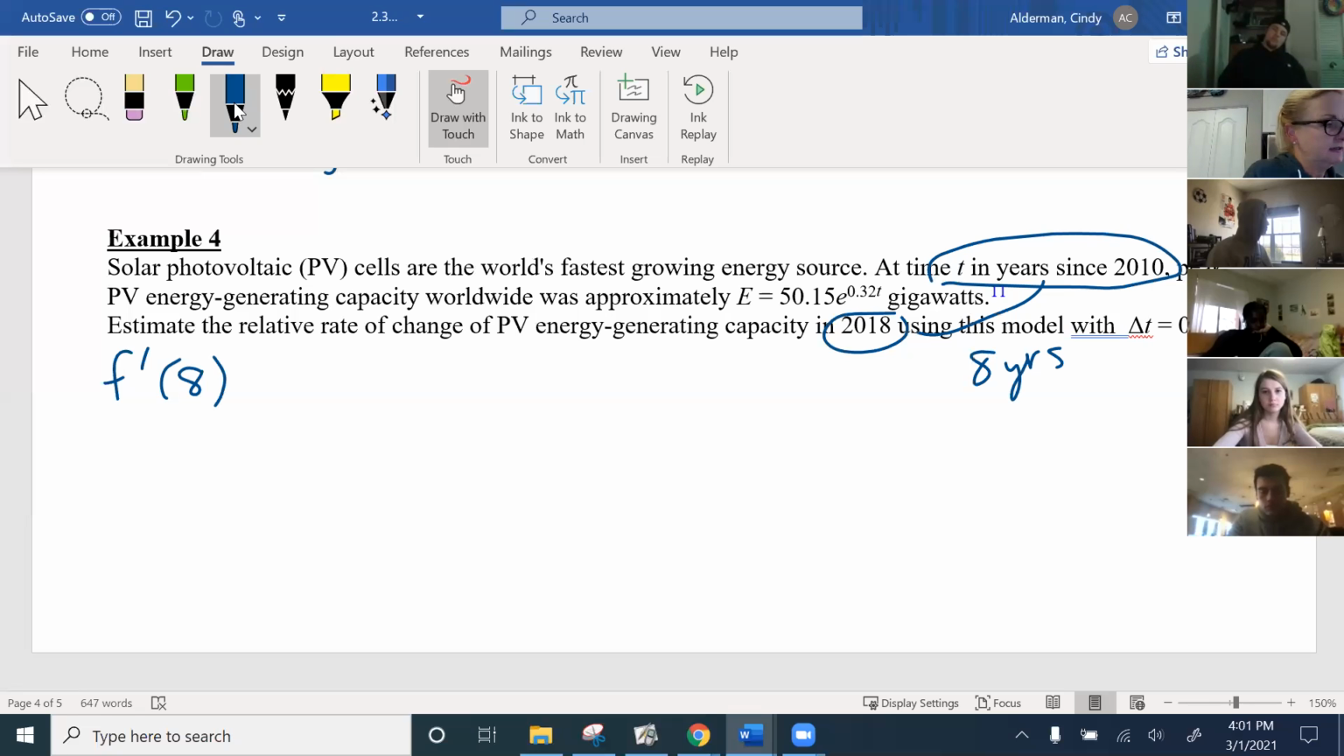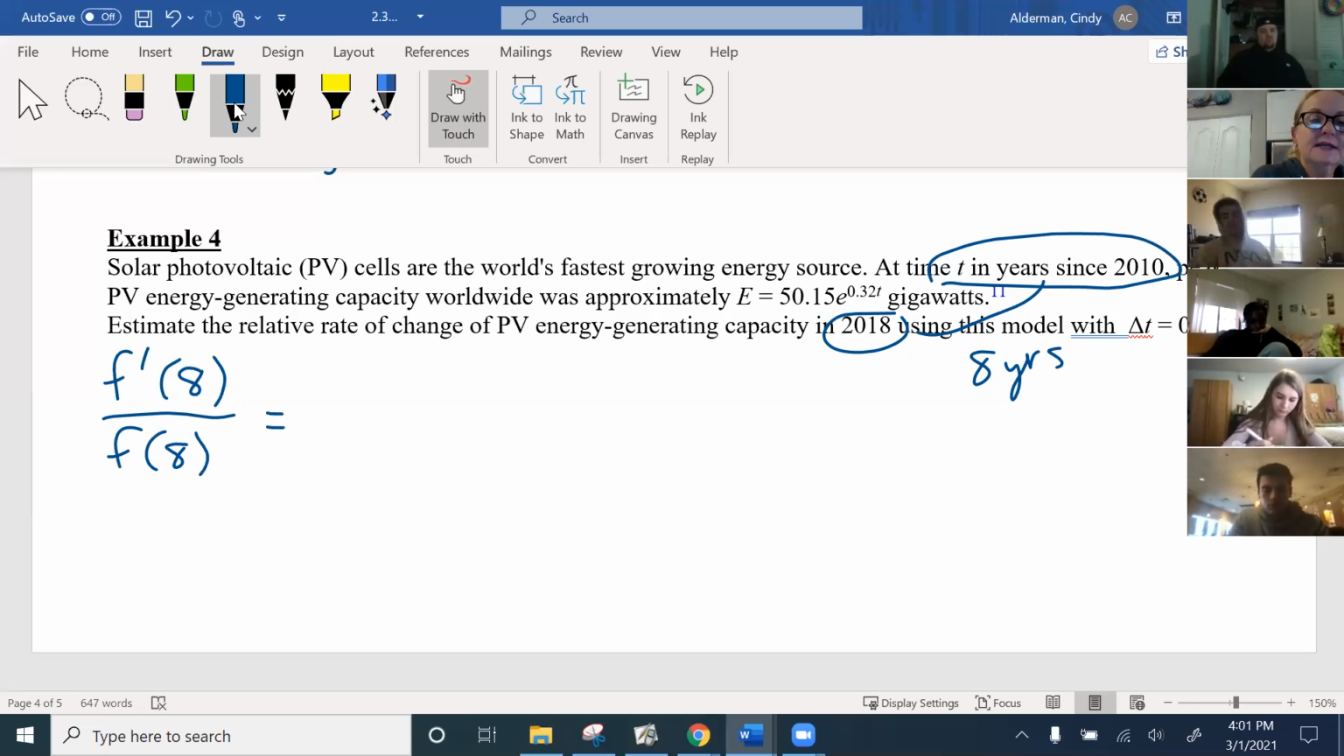F prime of 8. I should have picked a different number, not 8 again. It's not always 8, right? All over F of 8. So I'm going to write this slightly differently so that you guys can figure it out easily. You can write this as 1 over F of 8 times F prime of 8 over 1.